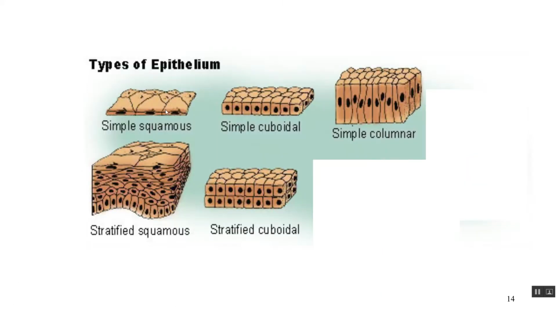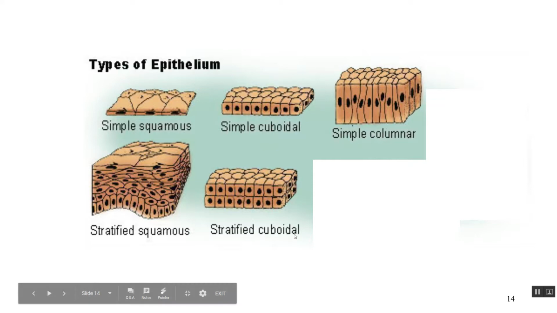So again, here are pictures. Simple squamous looks like this. Simple is one layer. Squamous is those flattened cells. Simple cuboidal is one layer of cubes. Simple columnar looks like this. So stratified squamous would look like this, many layers of these thin and flattened cells, and stratified cuboidal looks like this. These are the main ones we're going to talk about. There's a couple other exceptions.